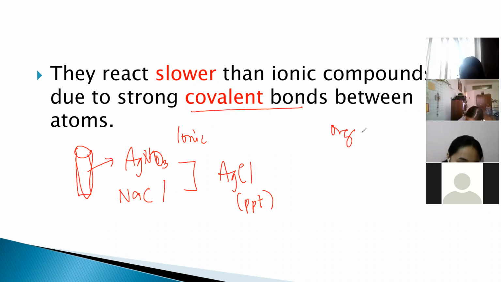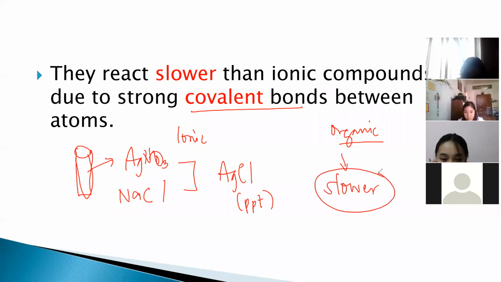However, for organic compounds, if we make them react with each other, they will still react, but the reaction will be slower. Why again? Because the bonding between these atoms is very strong. Covalent bonds are stronger than the ionic bonds. So it is hard to break. Again, it is hard to break, and that will result in a slower reaction rate.